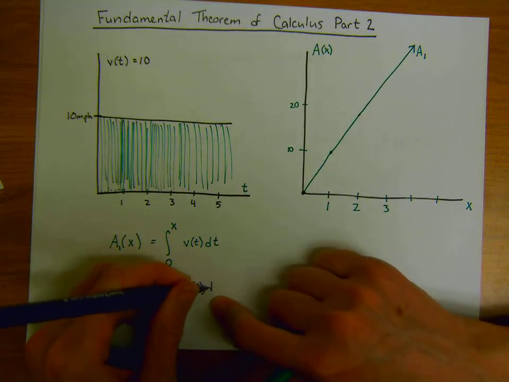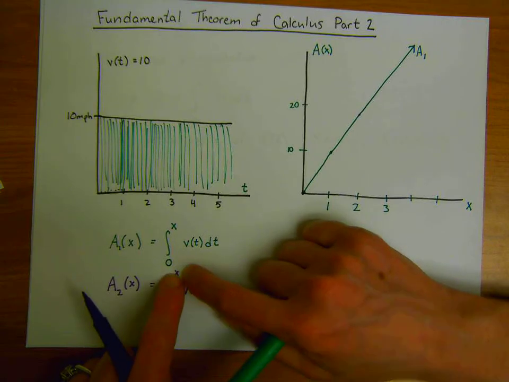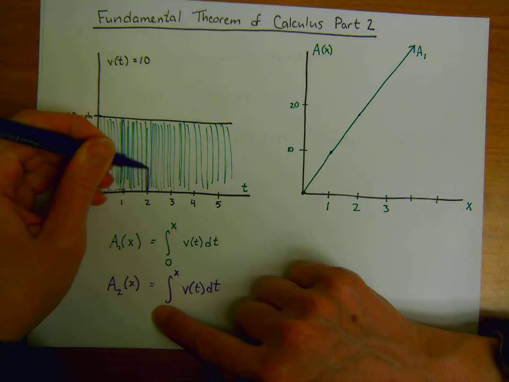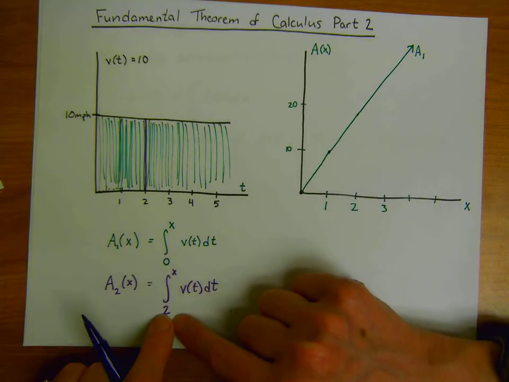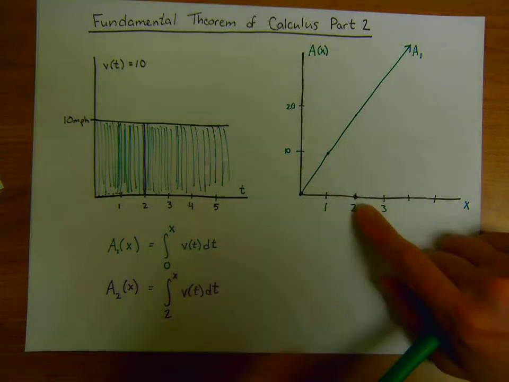But let's say that I wanted to consider an area accumulation function that started at 2, the integral from 2 to x of v of t dt. Let's see what happens in this case. I know that when x equals 2, that's sort of my starting point. That's where my accumulated area starts, and I'll write this in purple. So that would correspond to a point down here.